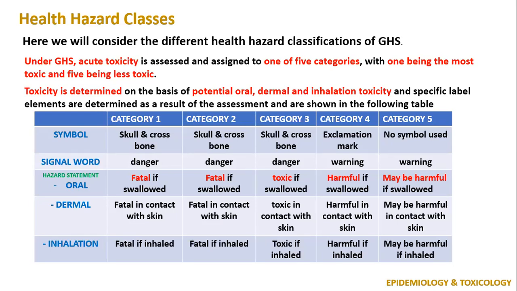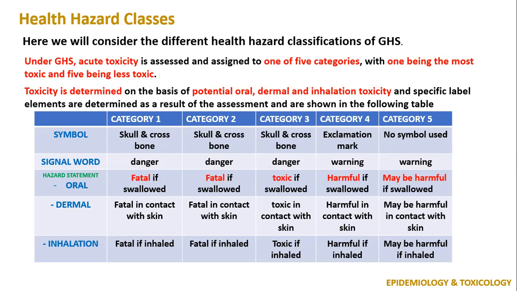So under GHS, the acute toxicity is assessed and assigned to one of the 5 categories, with 1 being the most toxic and 5 being the less toxic. The toxicity is determined on the basis of potential oral, dermal, and inhalation toxicity, and specific label elements are determined as a result of assessment as shown in the following table. So basically, under the GHS, the acute toxicity are classified under 5 categories, on the basis of whether it is an oral hazard, dermal hazard, or inhalation hazard.